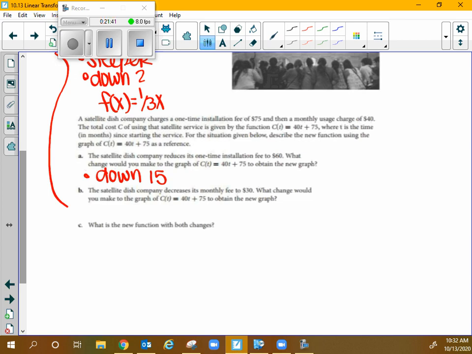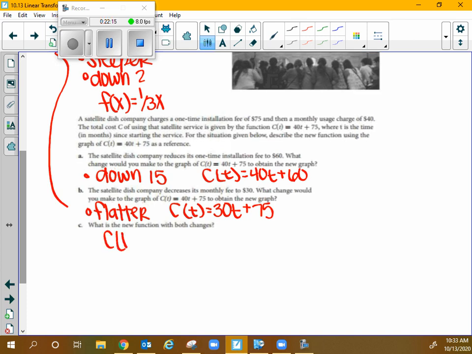No, it went from 75. So then it's C of t equals 40t plus 60. Okay, part B refers back to the original. So what happened? Flatter. And it would be C of t equals, some people are packing up and I am not done yet. 30t plus 75. It goes back to the original. Now it says, what if both changes? Very good.